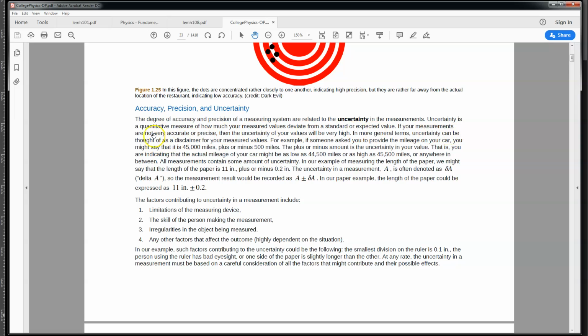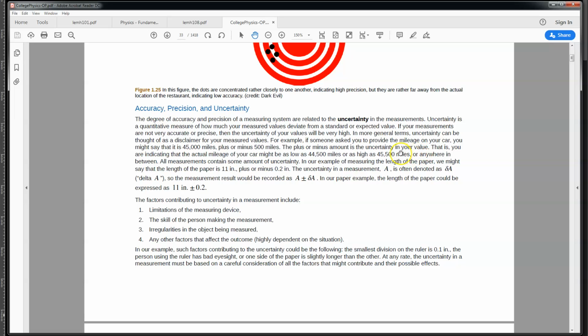If your measurements are not very accurate or precise, then the uncertainty of your values will be very high. In more general terms, uncertainty can be thought of as a disclaimer for your measured values. For example, if someone asks you to provide the mileage on your car, you might say that it is 45,000 miles, plus or minus 500 miles, for example.